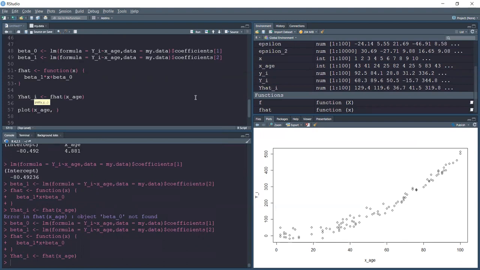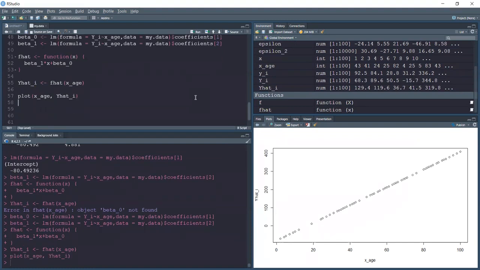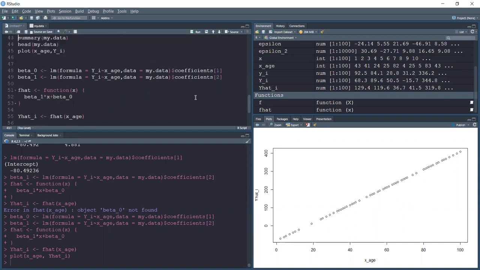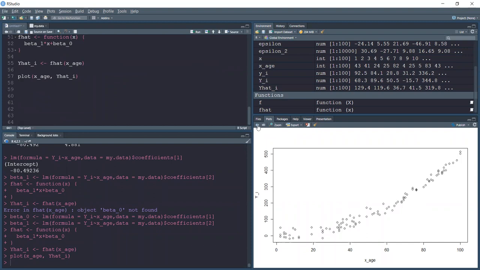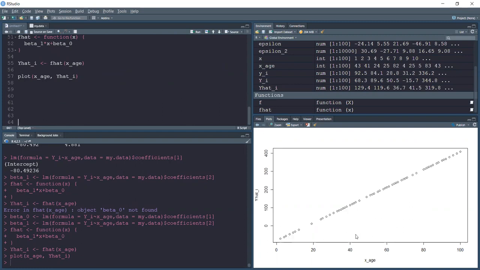Now I may plot X age against Y hat I. Ta-da! So that's what the model is predicting now. I'm going to have to switch between these, I think I can just use these arrows. So this is the raw data, and we've taken a linear model, and this is your predicted data.